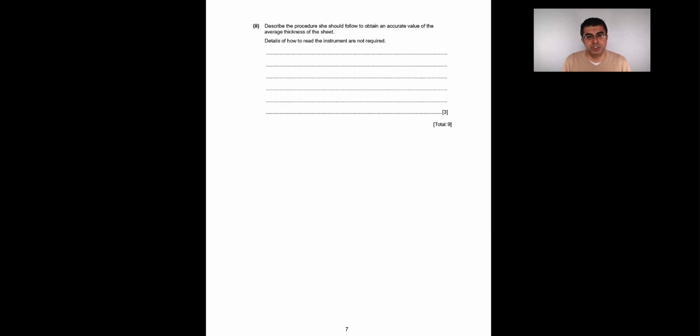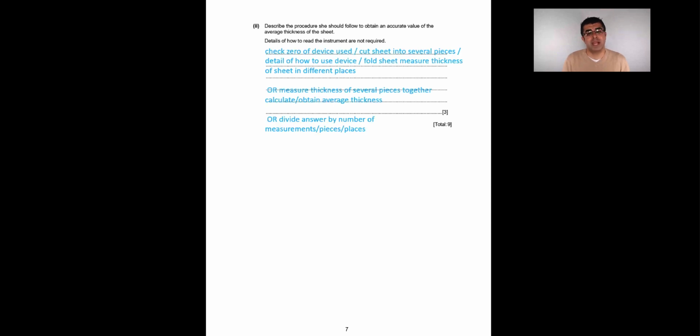Describe the procedure she should follow to obtain an accurate value for the average thickness of the sheet. Details of how to read the instrument are not required. Okay, just like I said in lessons, you don't really need to focus on the actual instrument itself. Now, there's many ways of answering this. First, major points, check for zero error. Cut the sheet into several pieces and measure the thickness of several pieces, in other words, several sheets. Measure the thickness of several sheets together and then divide by the number of sheets to obtain an average.